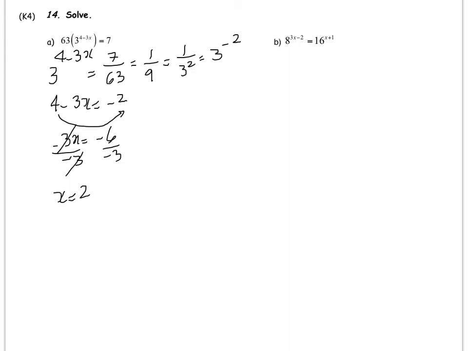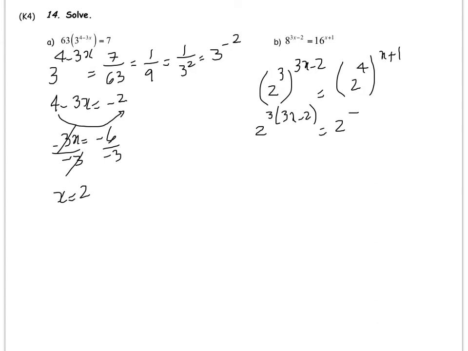The next question is 8 exponent 3x minus 2 is equal to 16 exponent x plus 4. I'm going to represent 8 as 2 exponent 3, exponent 3x minus 2, is equal to 16, which is 2 exponent 4, x plus 1. Now I can multiply exponents power to power, so I get 2 exponent 3 times 3x minus 2 is 2 exponent 4 times x plus 1.